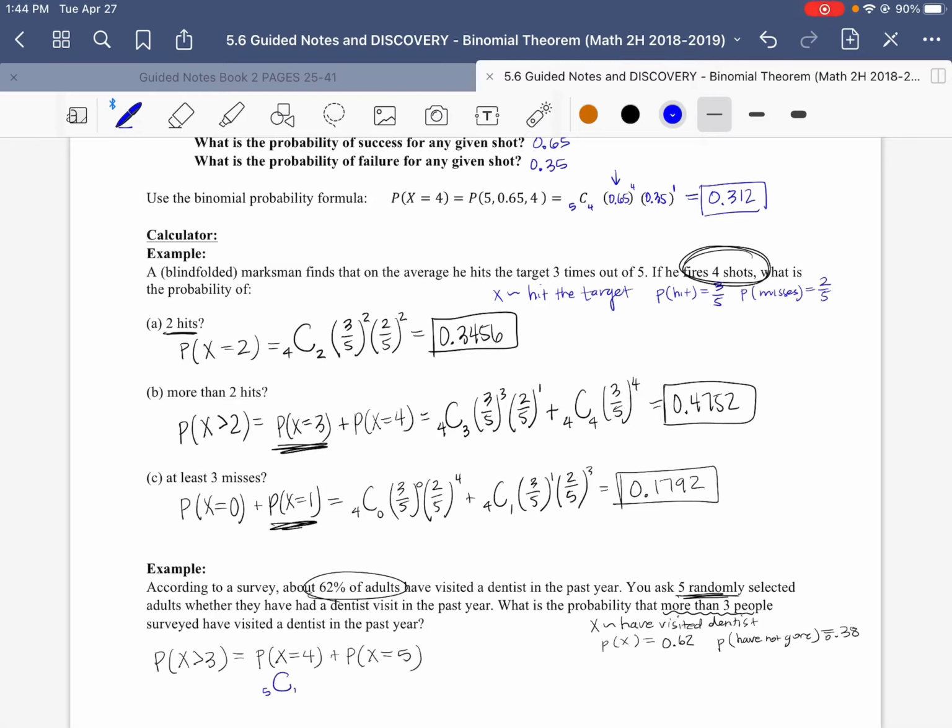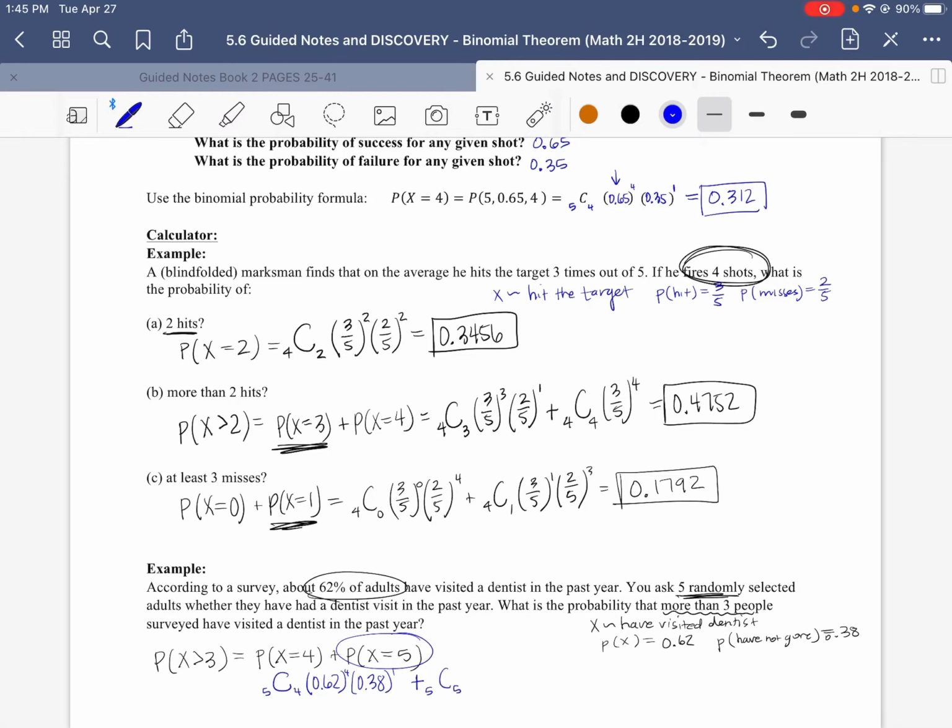So we do 5 choose, in this case, 4. The probability they did go to the dentist is 62%. We raise that to the 4th power. And then the probability that that last person did not go to the dentist, 38%. So there's the first piece. Then we say plus, and now we do the probability that all 5 did.